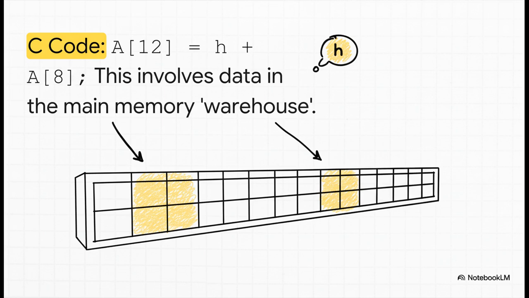All right, let's see how this works in a real piece of code. Here we've got a line of C that uses an array. Now, arrays can be huge, right? So they definitely live out in that big warehouse, the main memory.